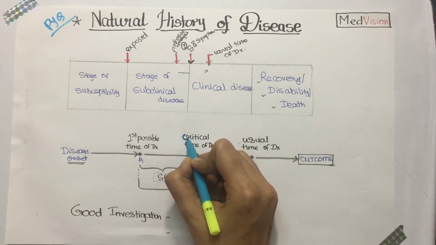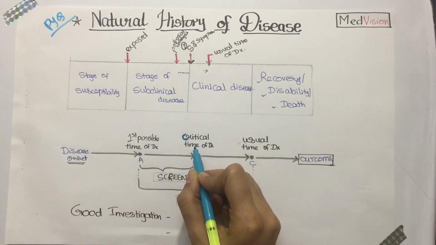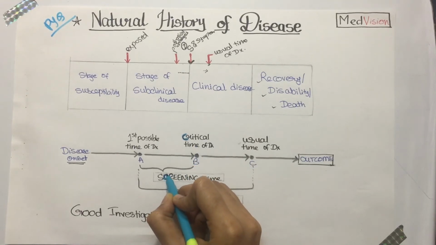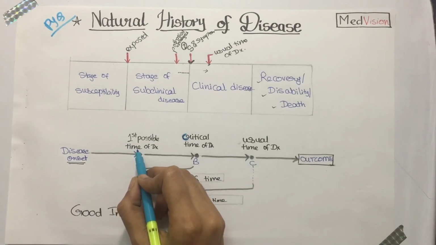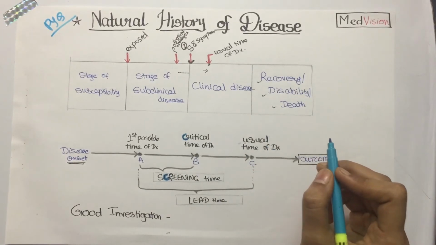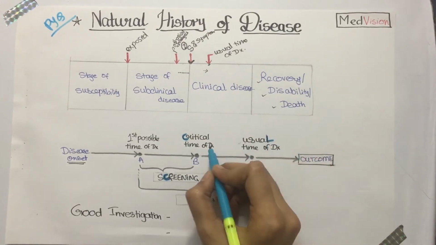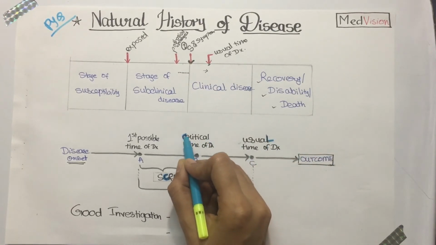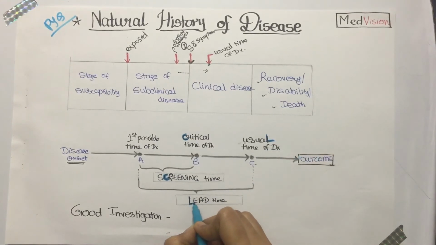So when it is the critical time, that is the period between the first possible time of diagnosis and the critical time of diagnosis, it is the screening time. Okay, so C, screening time. And the other way around, between the first possible time of diagnosis and the usual: in usual, L is present. In critical also L is present, but don't go according to it. Consider this C. And the usual, which comes at the end, is the lead time.